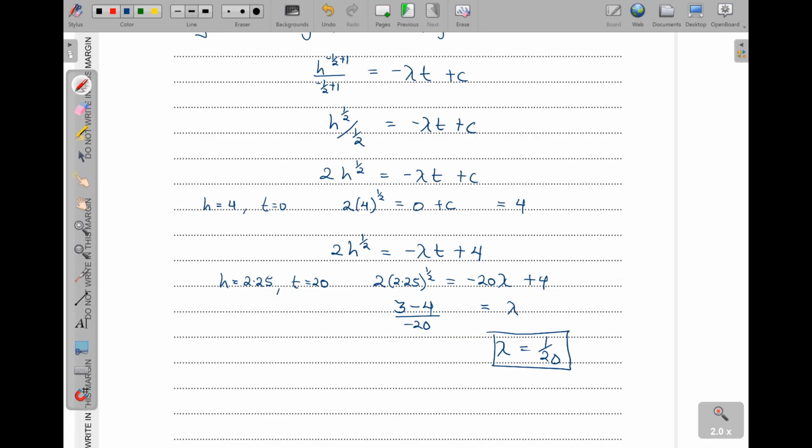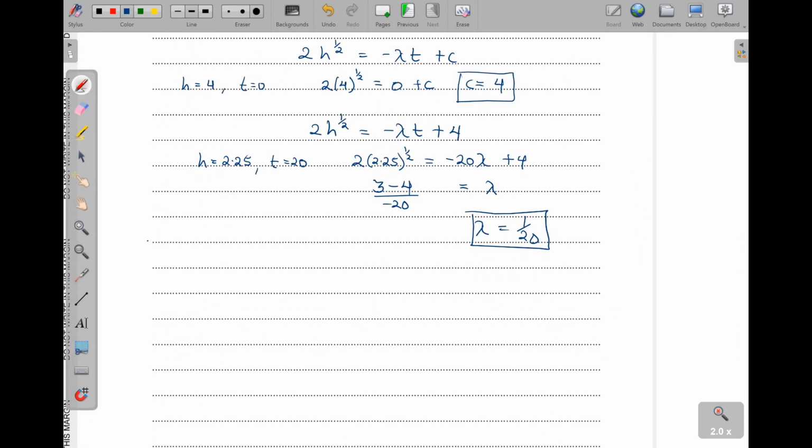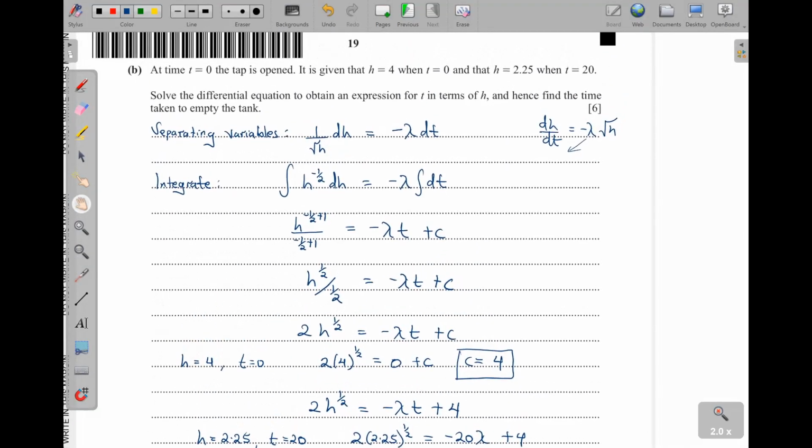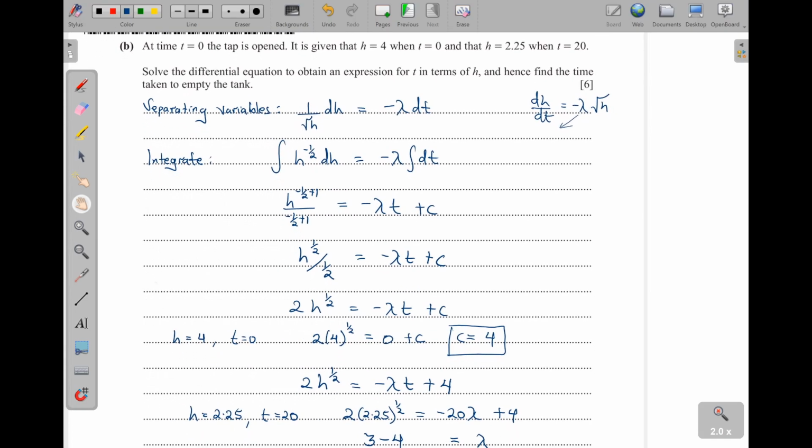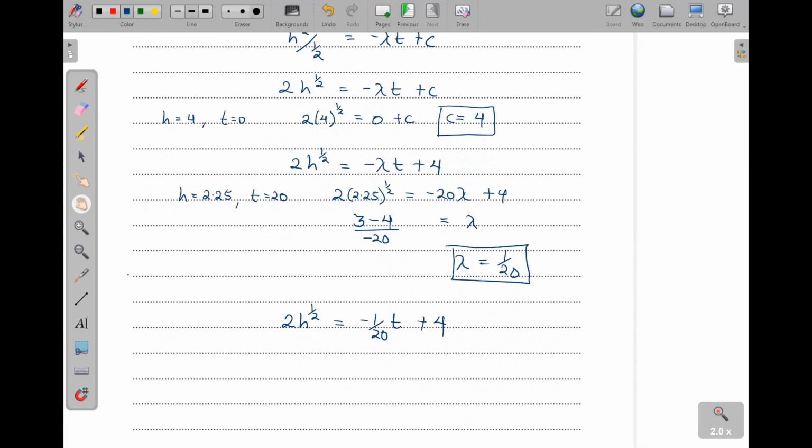Okay, 1 over 20. Now we now have our differential equation. The particular solution is now going to be 2h power half, which is equal to negative 1 over 20 of t, then plus 4. Okay. Then after that, they said obtain an expression for t in terms of h, hence find the time taken to empty the tank.